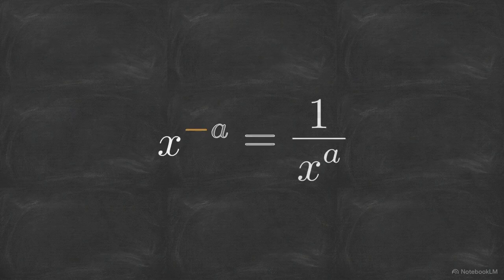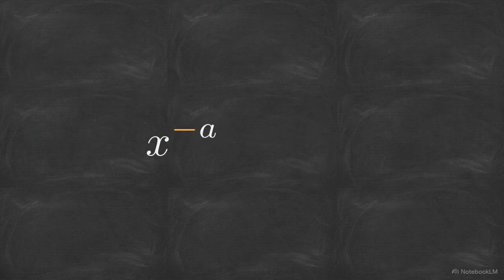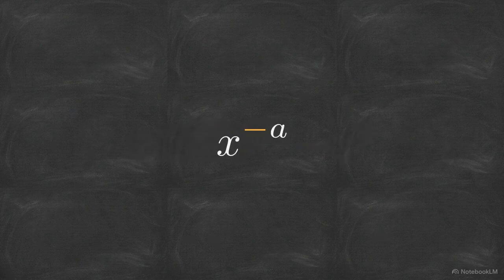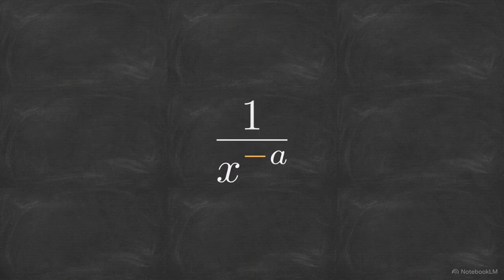Now we need to clear up a major misconception about negative exponents. Seeing a negative sign attached to an exponent does not mean you are dealing with a negative number. Instead, it's an instruction to take the reciprocal. You flip it to the bottom of a fraction, and the negative exponent transforms into a positive one.